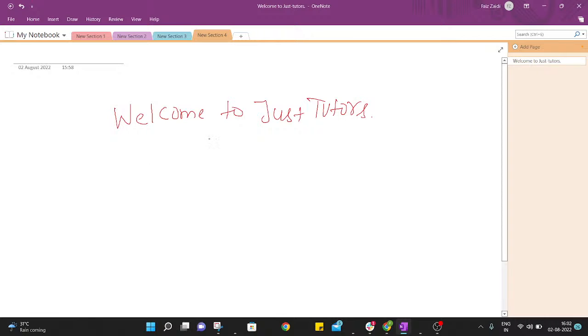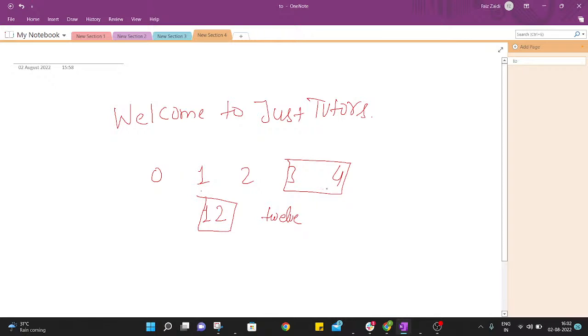What are numbers? As we already know, numbers are like 0, 1, 2, 3, 4, and so on. But when we combine these numbers, we get another, bigger number, like 1 and 2. If we combine these numbers and write it like this, it will become 12, and we will read it as twelve.